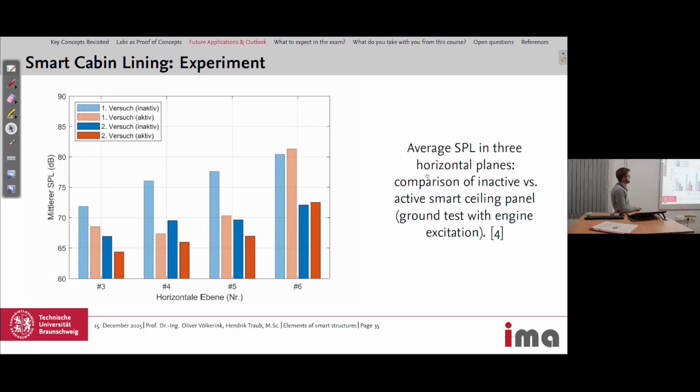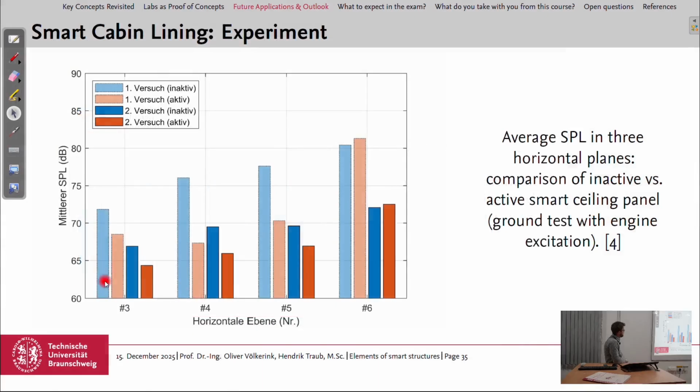And then afterwards, this is again the outcome of the design study, they performed experiments, a ground test with the system installed in the aircraft. This is the mean sound pressure level in decibels, measured at different horizontal planes, 3 to 6. This bar is the first experiment with the inactive system. Then they activated the system, so the sound pressure level goes down for all the horizontal planes except for the last one.